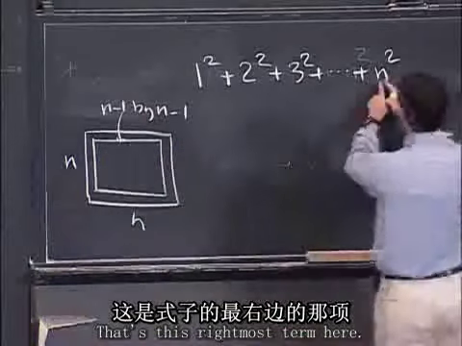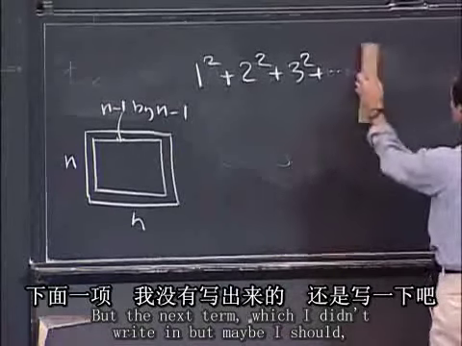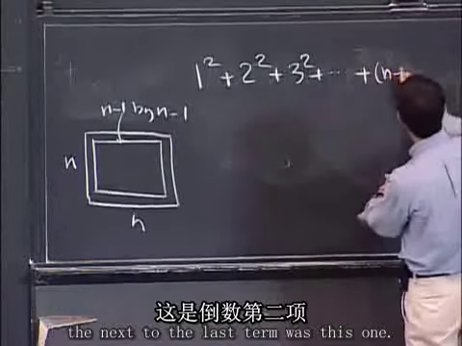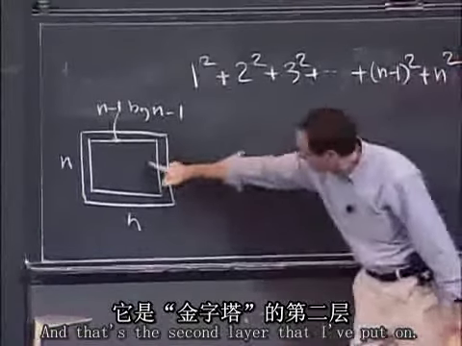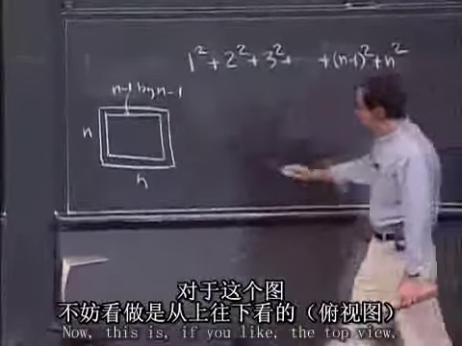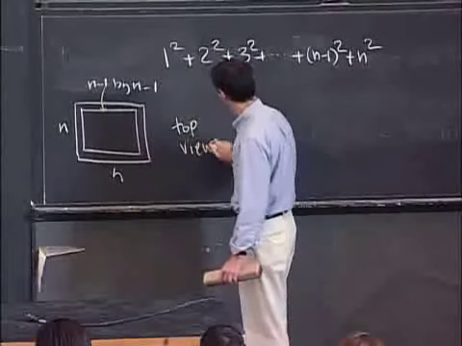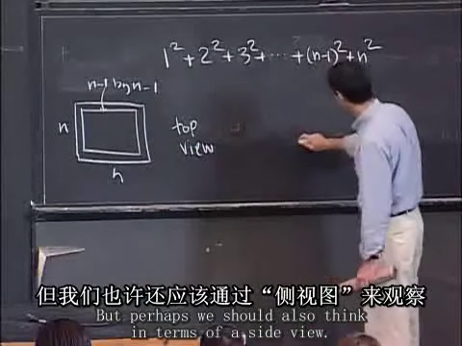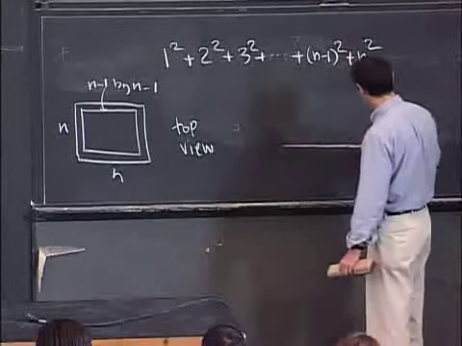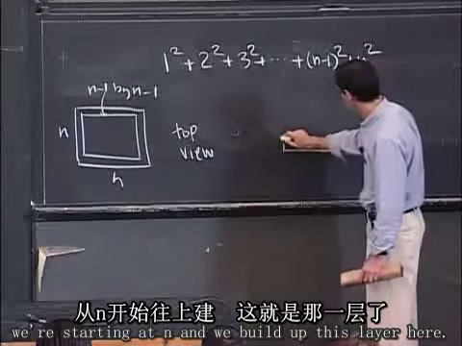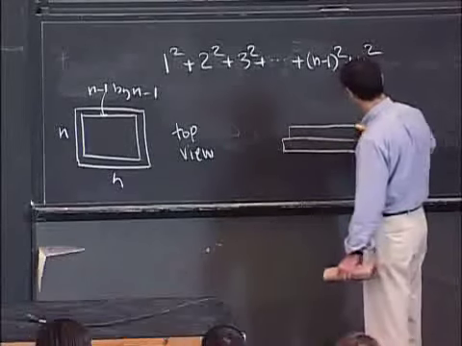That's this rightmost term here. But the next term, which I didn't write in, but maybe I should, the next to the last term was this one. And that's the second layer that I've put on. Now this is the, if you like, the top view. But perhaps we should also think in terms of a side view. So here's the same picture. We're starting at n, and we build up this layer here. And now we're going to put a layer on top of it, which is a little shorter.